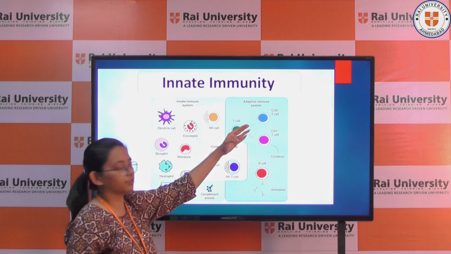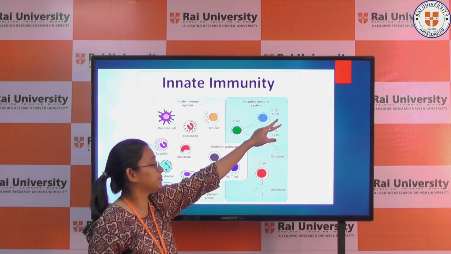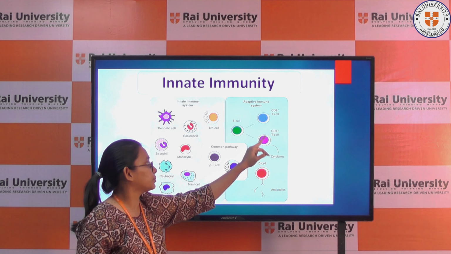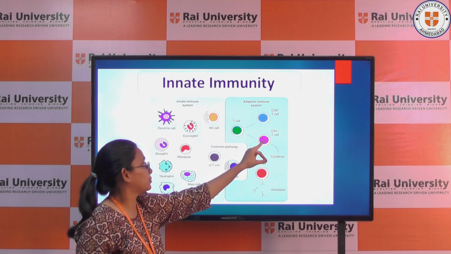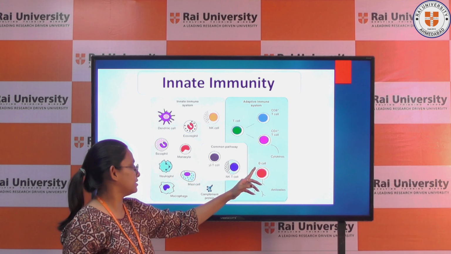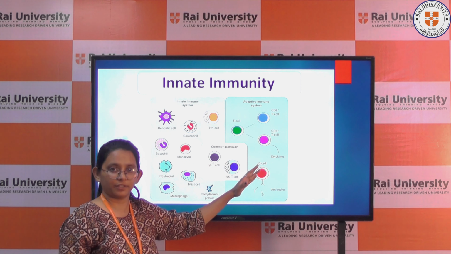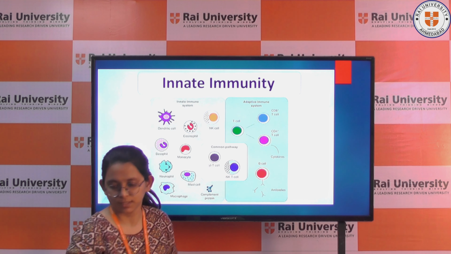And this is the adaptive immune system, in which T cells differentiate into two types, CD8 plus T cells and CD4 plus T cells. The CD4 plus T cells secrete cytokines, and the B cells secrete antibodies. These antibodies are the main carrier of the first line of defense.